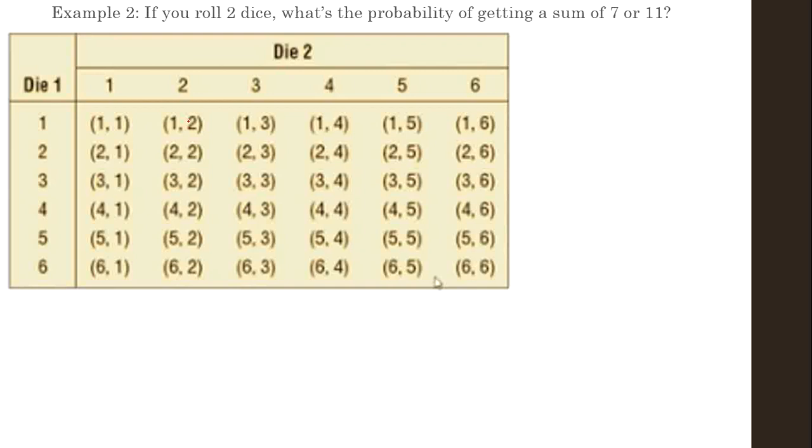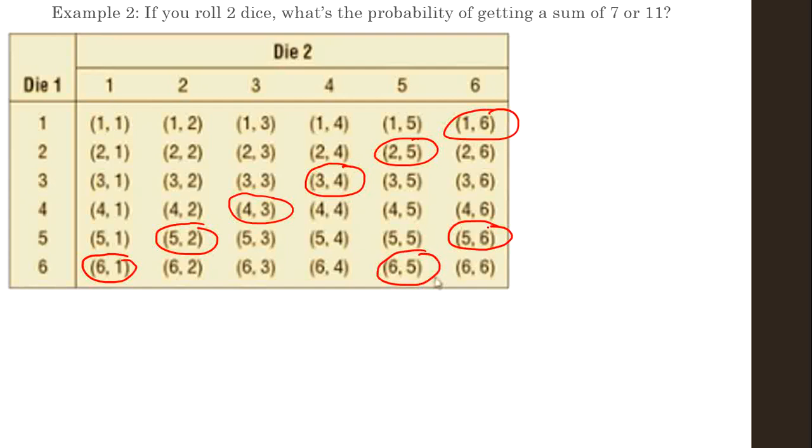Let's count how many sums could be 7. We have 6 and 1 add up to 7, 5 and 2 add up to 7, 4 and 3 add up to 7, and we have to count the reverses of them. So 3 and 4, 2 and 5, and 1 and 6. These all add up to 6, 5, 4, 3, and 2. These all add up to 8, 9, 10, and then 11 would be here.